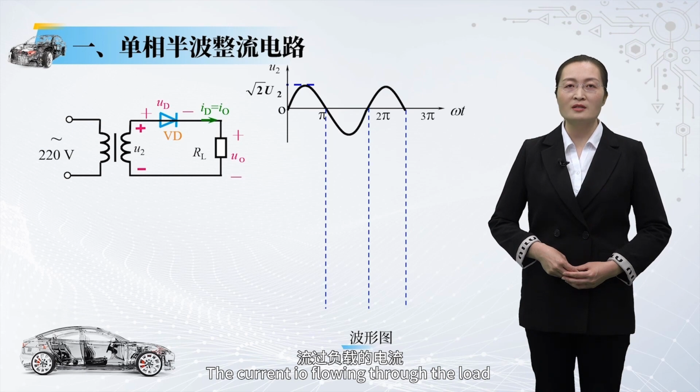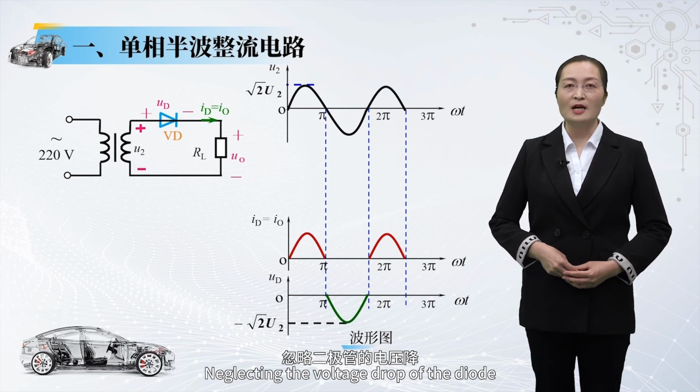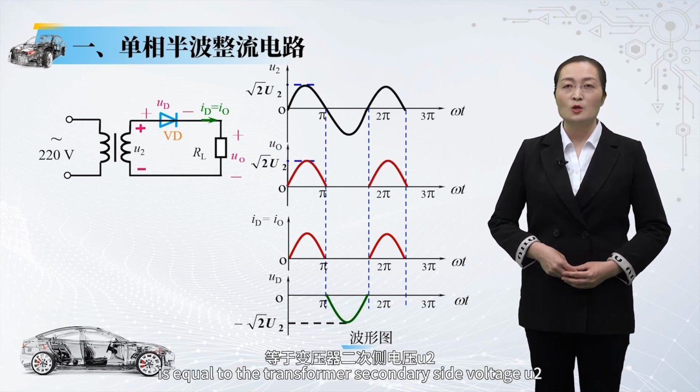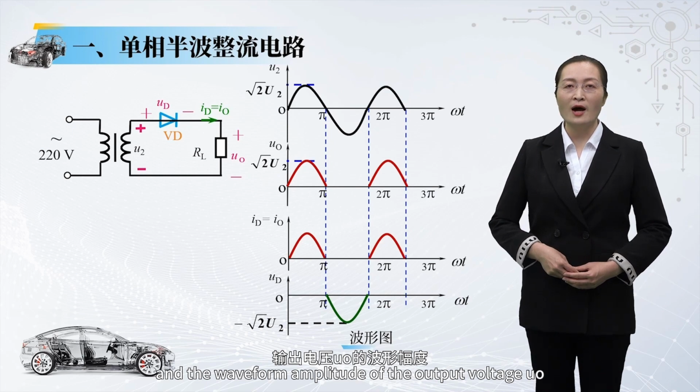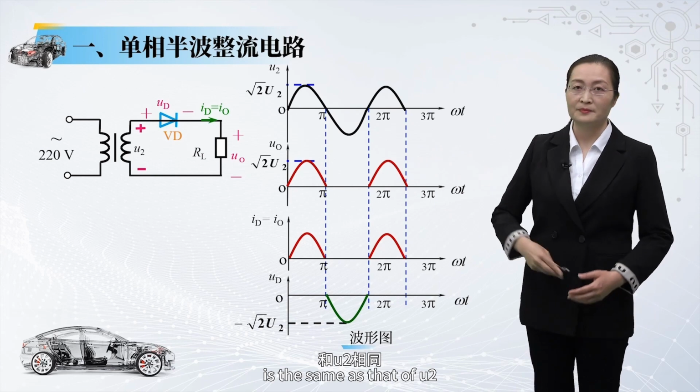The current IO flowing through the load is equal to the current ID on the diode. Neglecting the voltage drop of the diode, the output voltage UO across the load is equal to the transformer secondary side voltage U2, and the waveform amplitude of the output voltage UO is the same as that of U2.